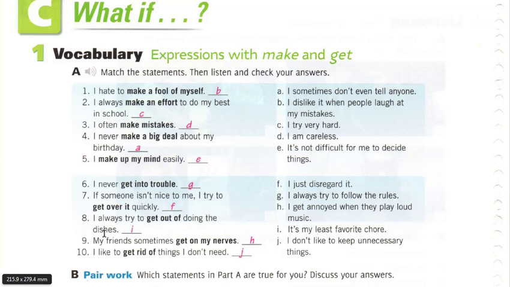Number 9, my friends sometimes get on my nerves. Is H. I get annoyed when they play loud music. So get annoyed is get on my nerves. Number 10, I like to get rid of things I don't need. Is J. I don't like to keep unnecessary things.